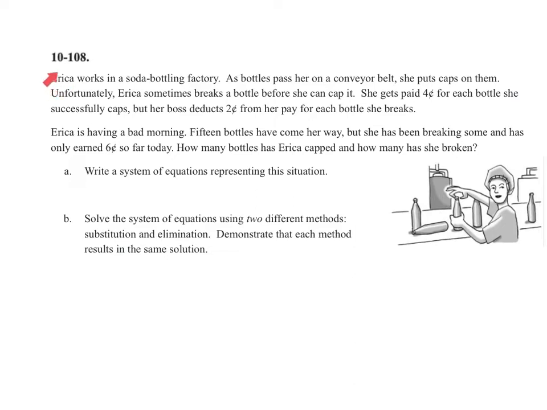All right, so first question number 108 says that Erica works in a soda bottling factory. As bottles pass her on a conveyor belt, she puts caps on them. Unfortunately, Erica sometimes breaks a bottle before she can cap it. She gets paid 4 cents for each bottle she successfully caps, and her boss deducts 2 cents from her pay for each bottle that she breaks. Erica is having a bad morning. 15 bottles have come her way, but she is breaking some and has only earned 6 cents so far today. How many bottles has Erica capped and how many has she broken?